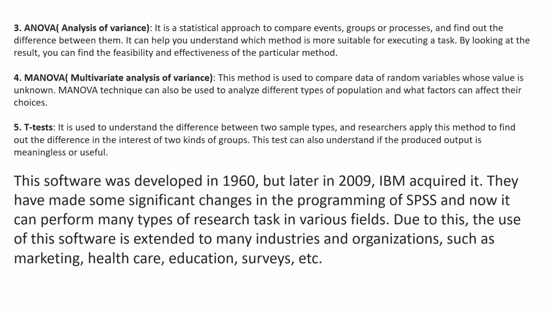Next topic I am going to tell about ANOVA. It is an analysis of variance. It is a statistical approach to compare events, groups, or processes and find out the difference between them. It can help you understand which method is more suitable for executing a task. By looking at the result, you can find the feasibility and effectiveness of the particular method.